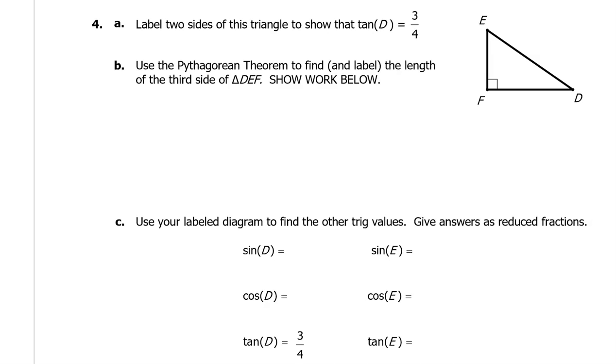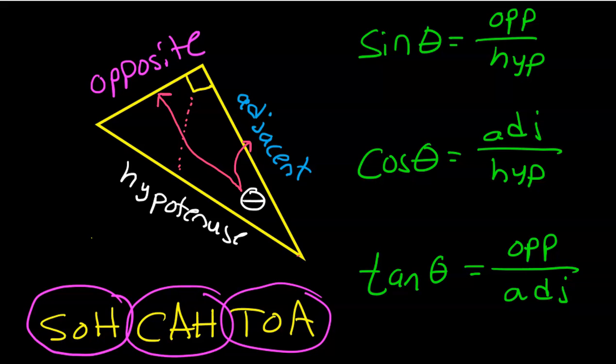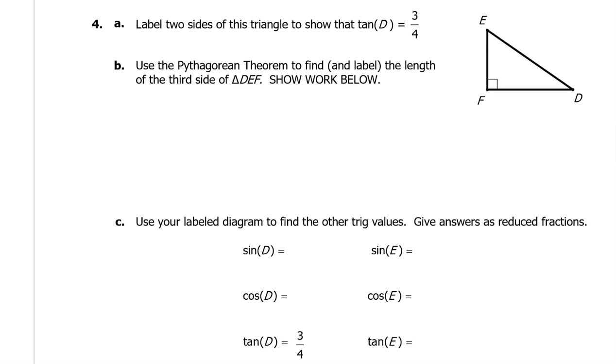Problem number 4. Label two sides of this triangle to show that tangent of D is equal to 3 over 4. Well, we're mentioning tangent. So please remember that tangent is opposite over adjacent. So that means that the 3 has to be opposite and the 4 is going to be adjacent.